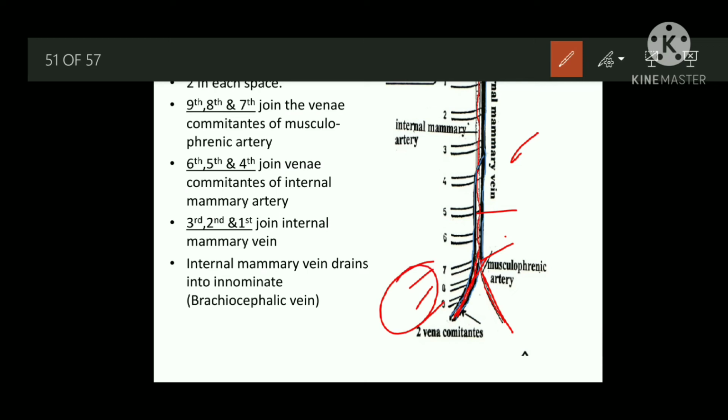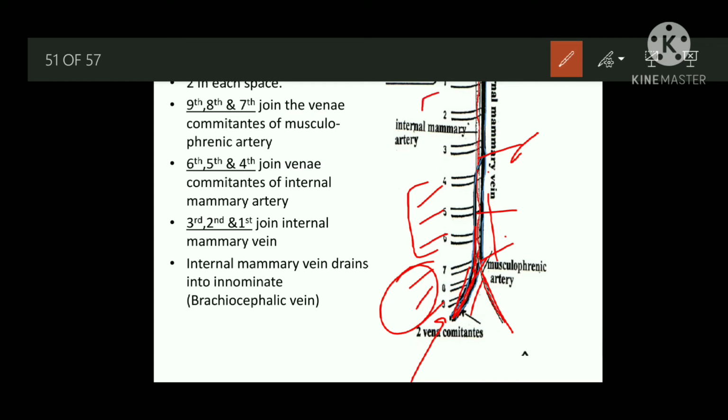veins, anterior intercostal veins, join the venae comitantes that run along the musculophrenic artery. Then 6th, 5th and 4th, these 3 anterior intercostal veins drain into the venae comitantes that run along the internal thoracic artery. At the level of the fourth intercostal space, these venae comitantes join to form the internal thoracic vein that runs medial to the internal thoracic artery.